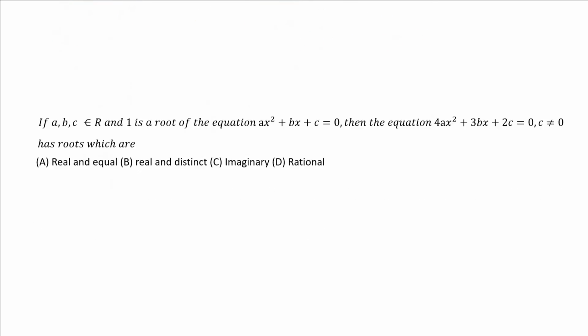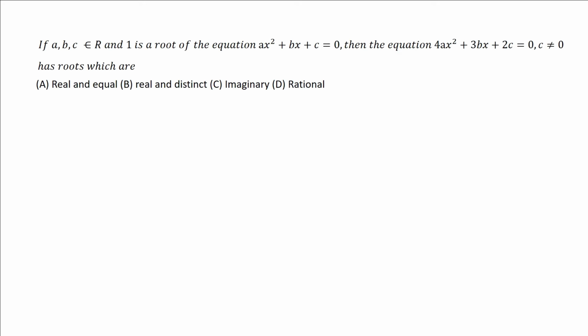If a, b, c belong to R, that is real numbers, and 1 is a root of the equation x square plus bx plus c equal to 0, then the equation 4ax square plus 3bx plus 2c equal to 0 has roots which are: real and equal, real and distinct, imaginary, rational. Look, if you do the sum in the proper method, it takes a long time. So, we apply this type of trick.